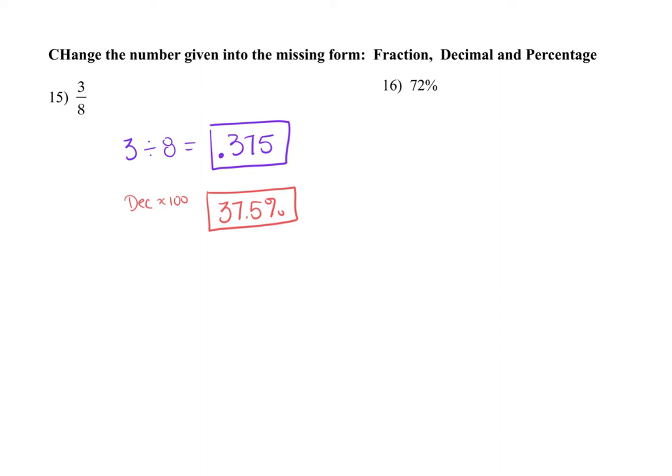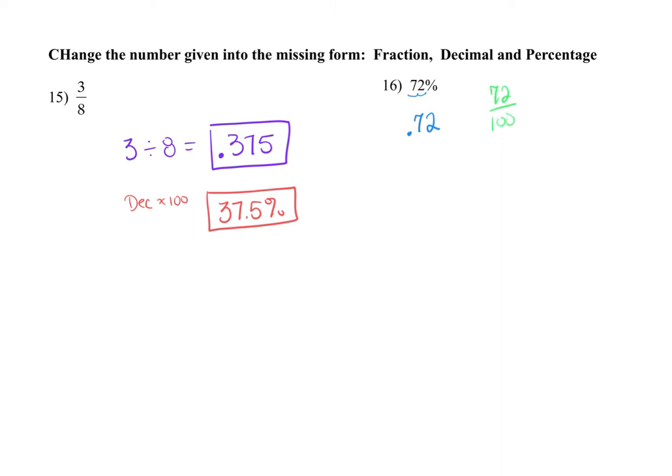Okay? For this next one, I gave you percentage, so I need fraction and I need decimal, right? Decimal's easy. Really just divide this number by 100 or move this 2 places to the left. So I had 72%, just move that 2 places to the left. As a decimal, that's 0.72.